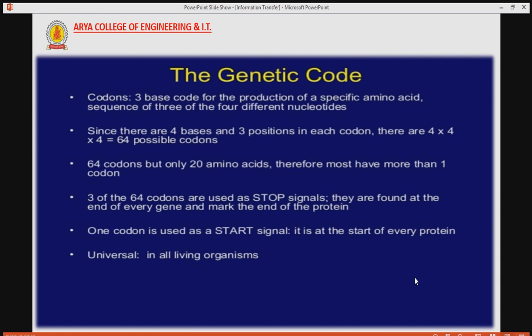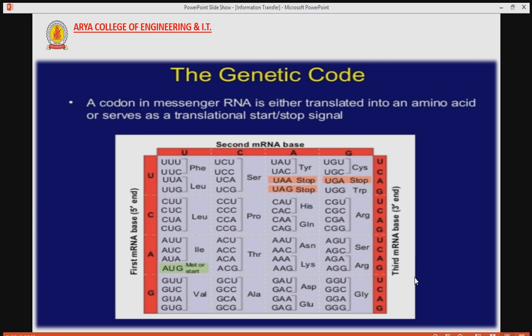One codon is used as a start signal and it is the start of every protein, and 3 of the 64 codons are used as stop signals. They are found at the end of every gene, and this is universal in all organisms. From the figure we can see how different codons are formed, each including 3 nucleotides, and here is the start signal and here are the stop signals.